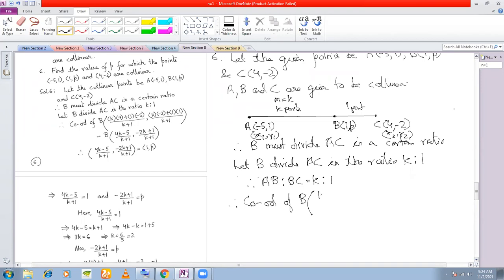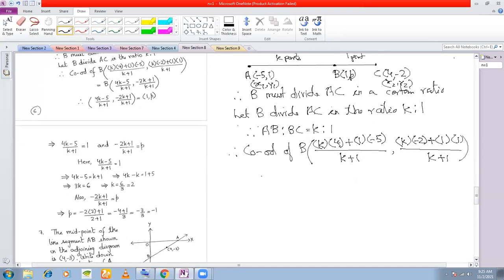The x-coordinate is (m x2 + n x1) divided by (m + n), where m is k and x2 is 4. And the y-coordinate is (m y2 + n y1) divided by (m + n). Which gives B as ((4k - 5)/(k + 1), (1 - 2k)/(k + 1)).